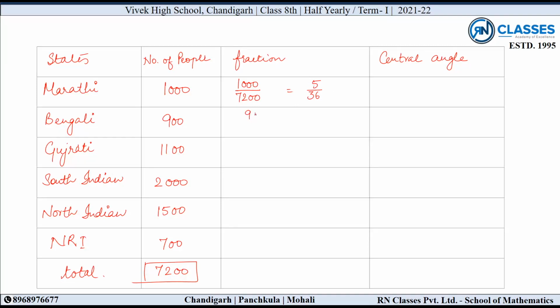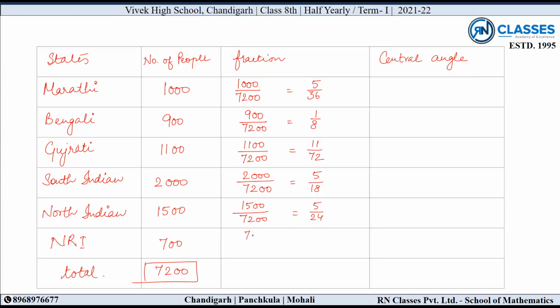Next one. 900 by 7200. Fraction would be 1 by 8. Right? Next. Gujarati में 1100 by 7200. Fraction would be 11 by 72. Right? Next. 2000 divided by 7200. The answer would be 5 by 18. Next, 1500 by 7200. Answer would be 5 by 24.